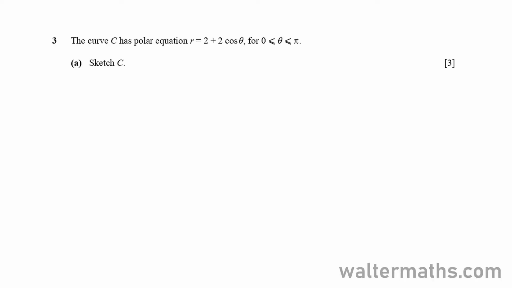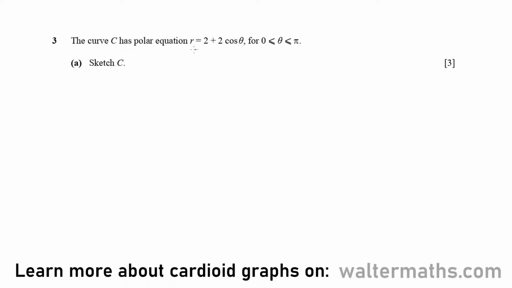Question 3. The curve C has polar equation r is equal to 2 plus 2 cos theta for values of theta ranging between 0 and pi. So on A, they say sketch C. So here, just by looking at the equation, we can see that it's a cardioid graph that has symmetry about the initial line. So we can easily make the sketch.